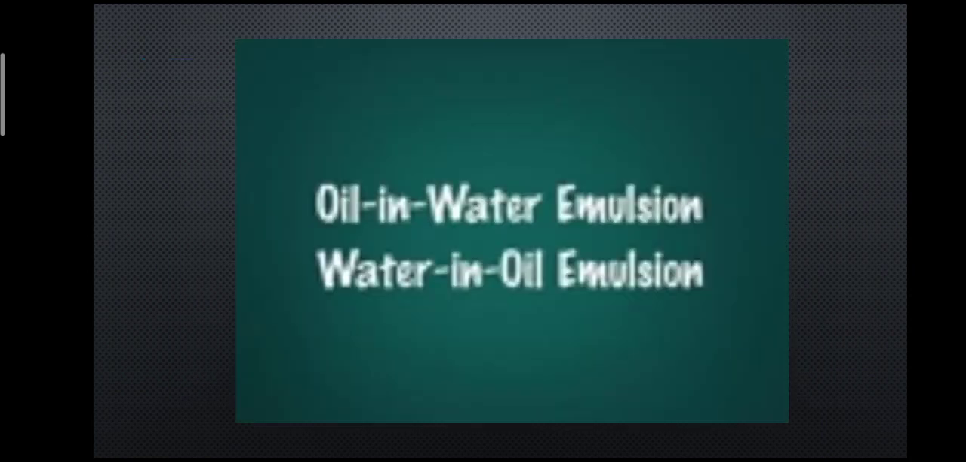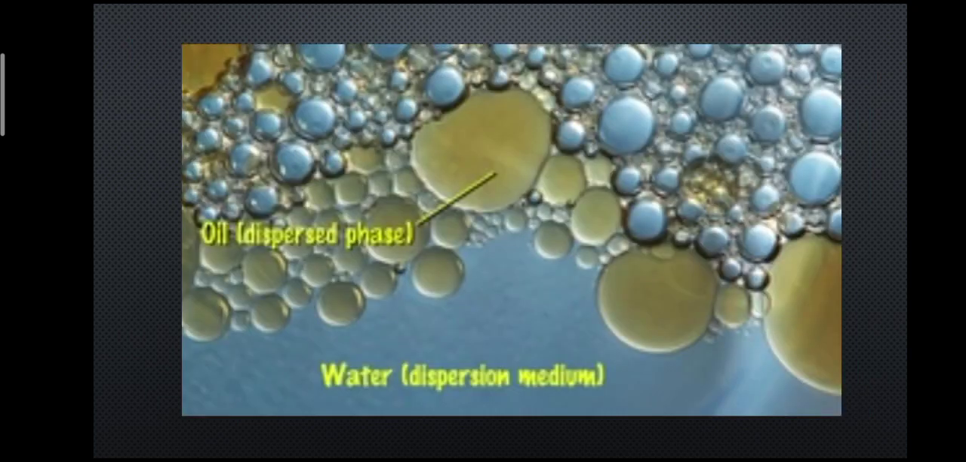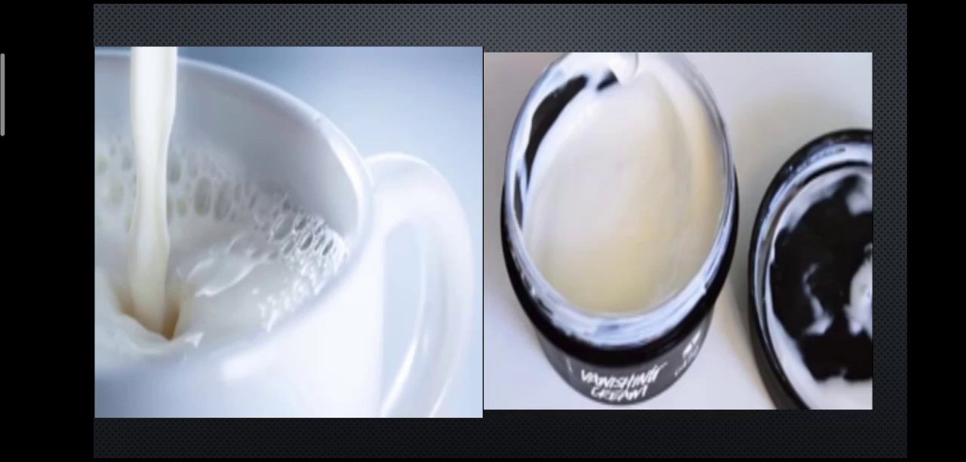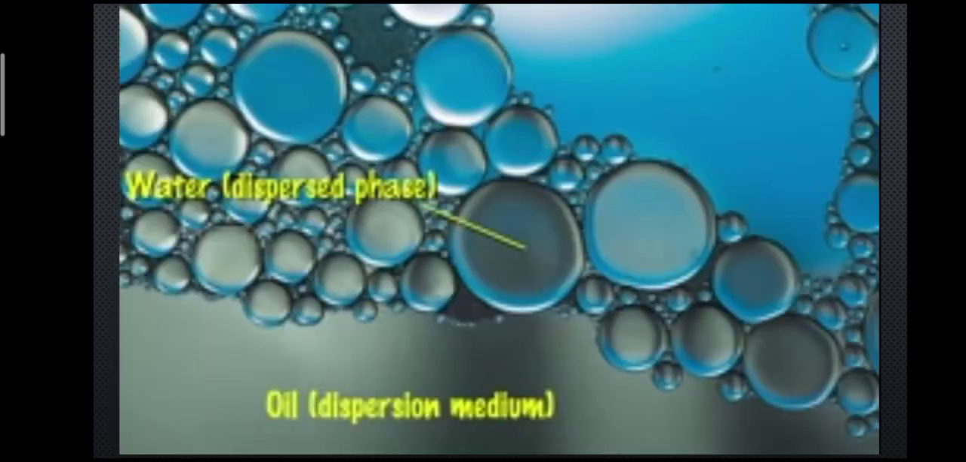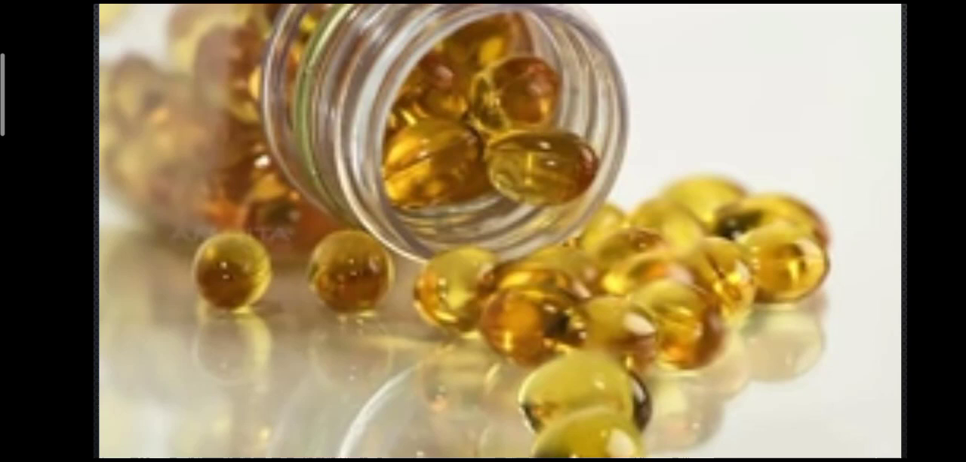Emulsion can be classified as oil in water emulsion and water in oil emulsion. In oil in water emulsion, oil acts as the dispersed phase and water acts as the dispersion medium. Milk and cream are examples of this type of emulsion. In water in oil emulsion, water acts as the dispersed phase and oil acts as the dispersion medium. Butter and cod liver oil are examples of this type of emulsion.